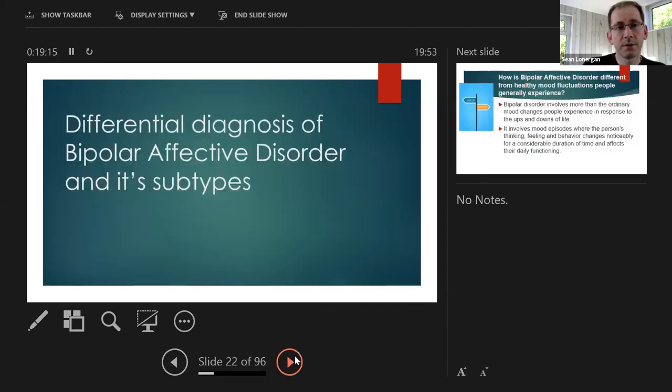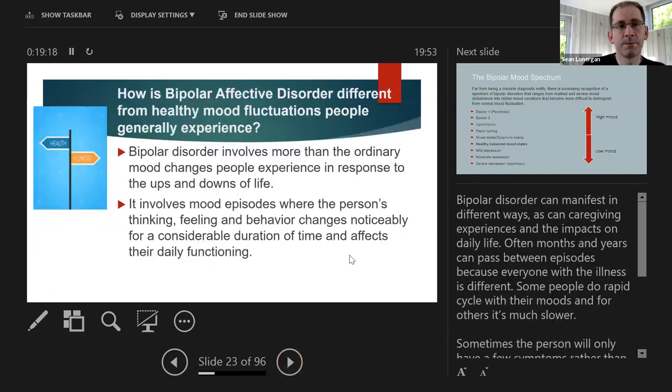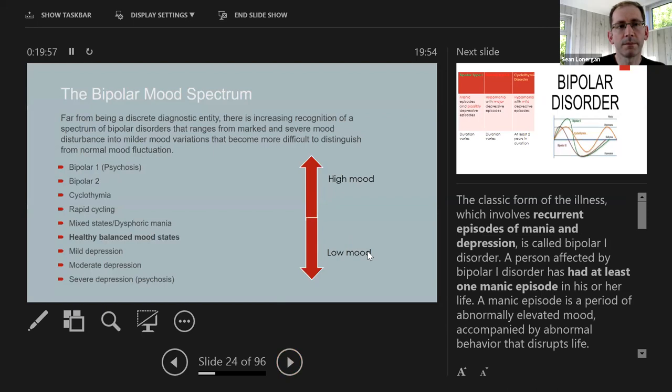So when we're looking at differential diagnosis of bipolar affective disorder and subtypes, we were looking at what bipolar is a little bit earlier, and it's really important to differentiate mania, hypomania, and depressive symptoms from the general ordinary mood changes people experience in response to ups and downs in life, where they have a particularly good day or maybe not so good a day. And it involves mood episodes where the person's thinking, feeling, and behavior change noticeably and for a considerable duration of time and affect their daily functioning. So it has to be a combination of all of those factors for that to be recognized and thought about.